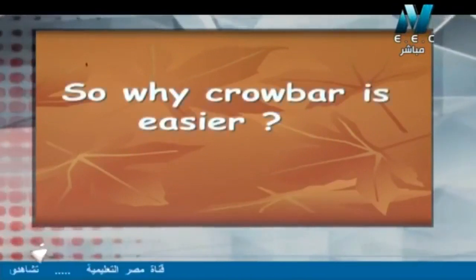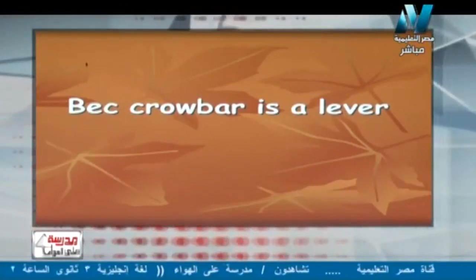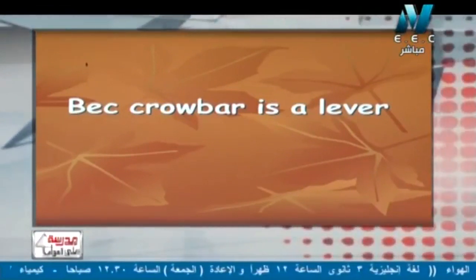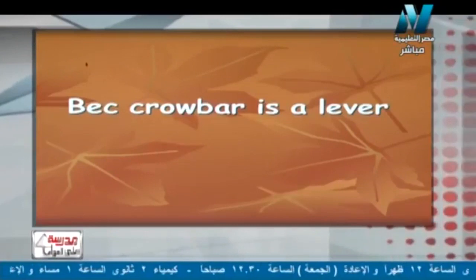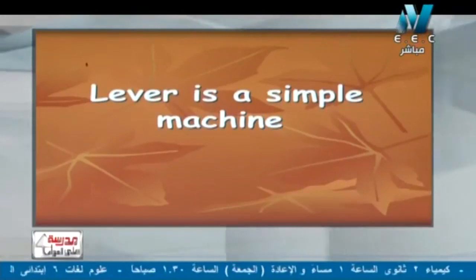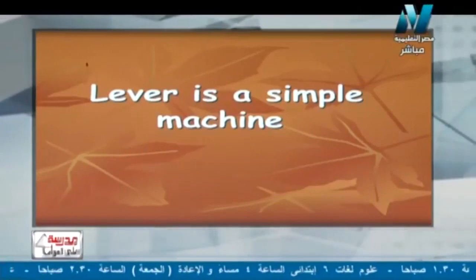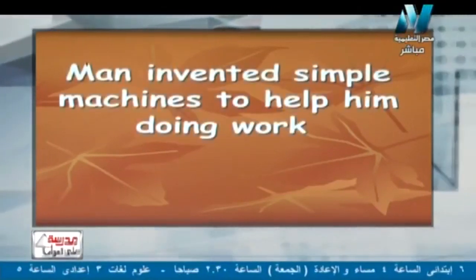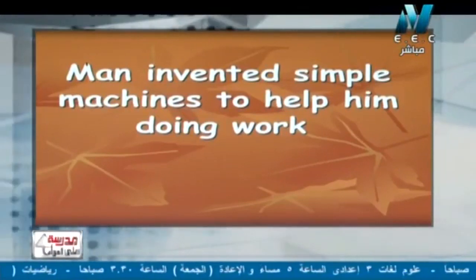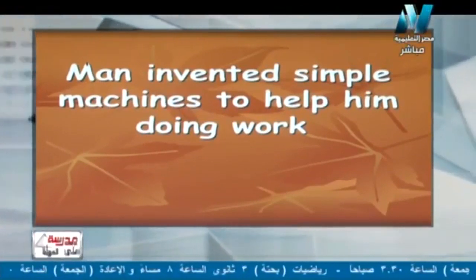So now why is crowbar easier؟ ليه الكروبار هي أفضل؟ Because crowbar is a lever. Crowbar هي رافعة أو هي simple machine أو هي simple tool that can move the rock in the direction of its movement. So again, lever is a simple machine that we use in our daily life. بنستخدمها في حياتنا اليومية. So now, man invented simple machines to help him do work. الإنسان ليه اخترع أو ليه اكتشف بعض الأنواع من السيمبل ماشين عشان تساعده في أداء مهامه. So again, man invented simple machines to help him do work.